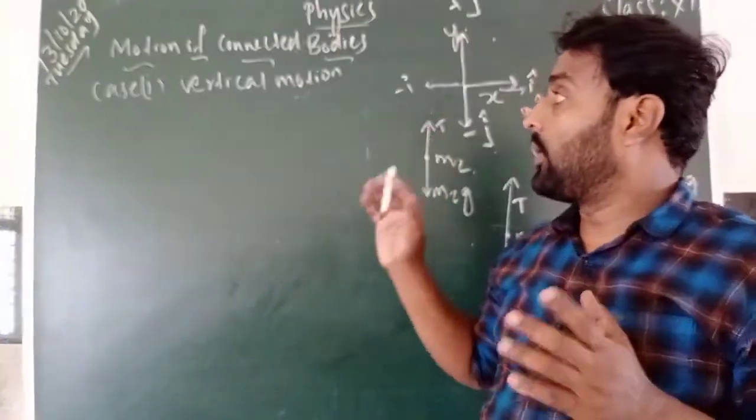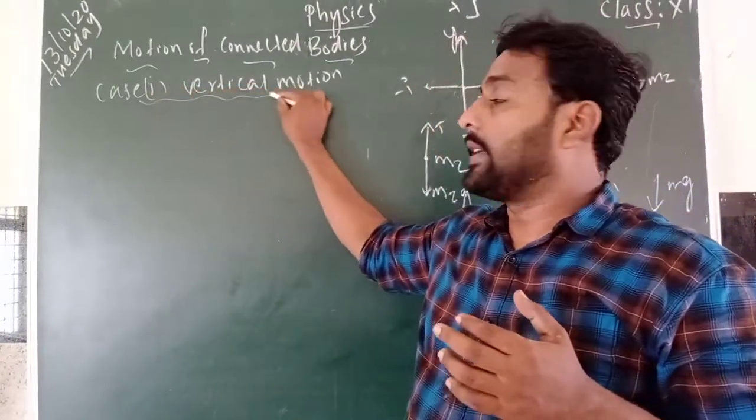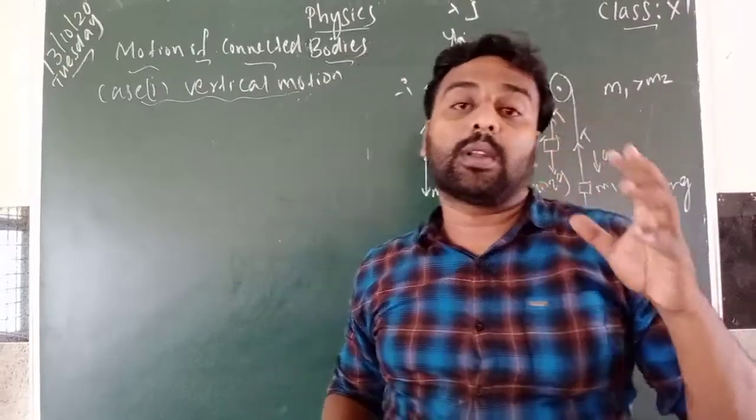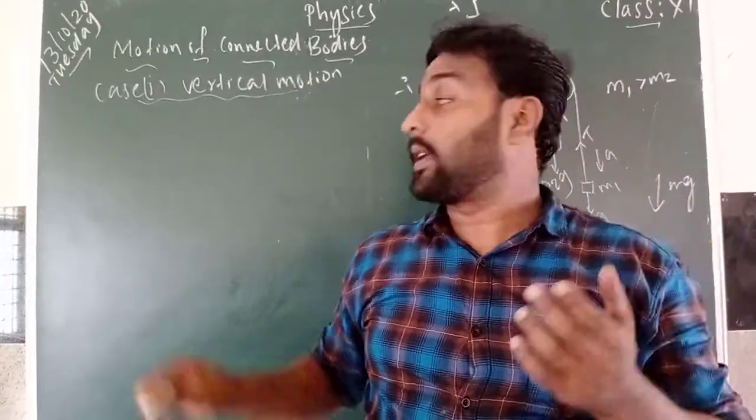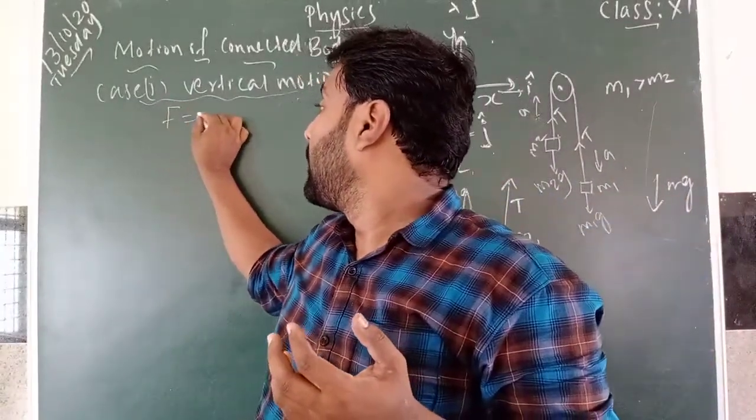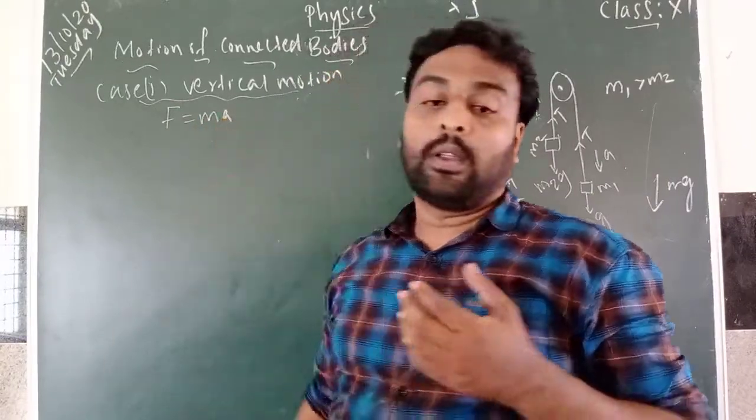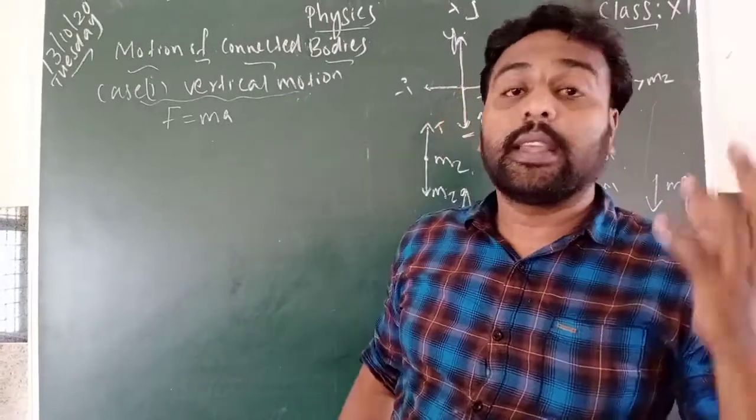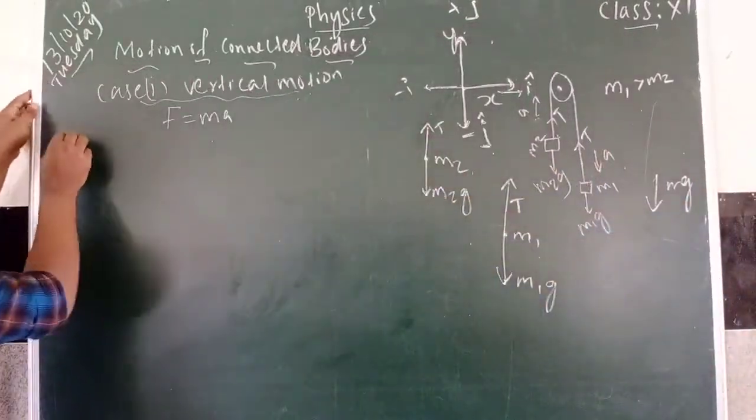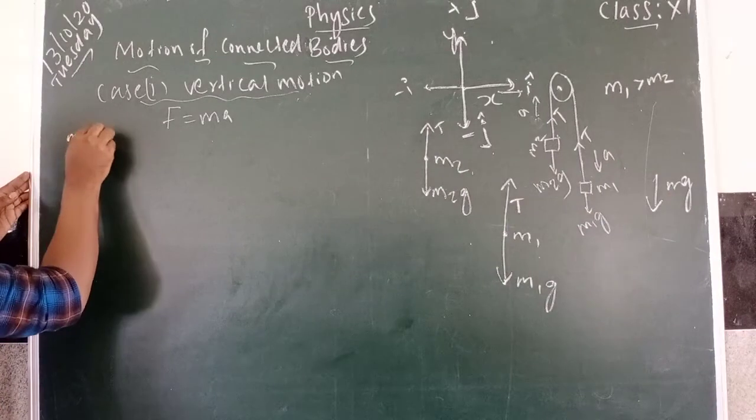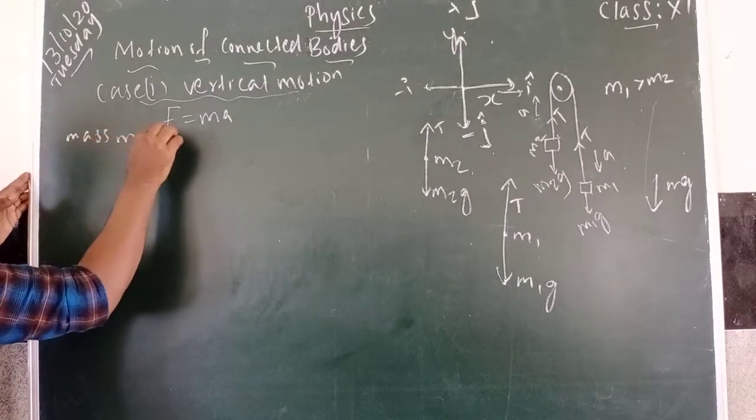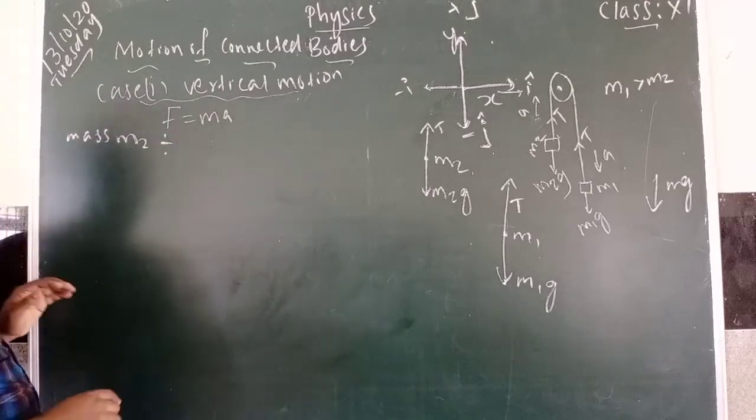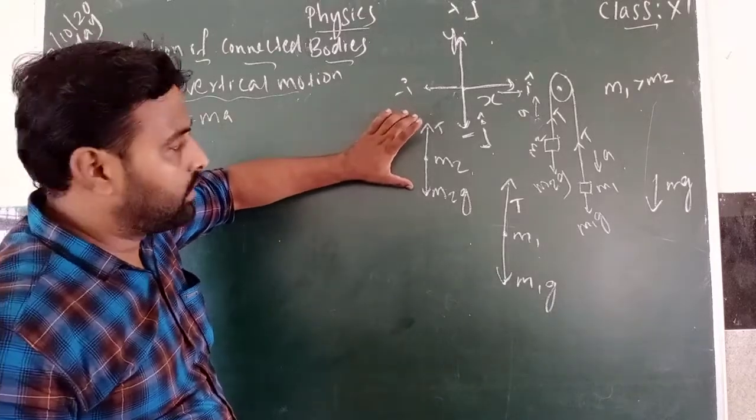Now we can find the acceleration. First, apply Newton's second law. We know the formula: F is equal to ma. So apply Newton's second law on mass m2, using this diagram.